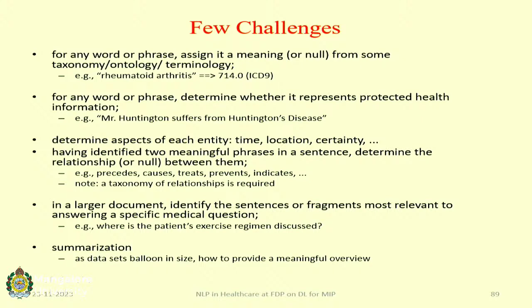Right? Okay, this is one. Mr. Huntington suffers from Huntington's disease in Huntington. Right? See, this is Huntington. Again, Huntington's. Again, there is another one. Huntington is a place. Huntington is a disease. Huntington is the name of a person. Okay, determine time, location, entity.